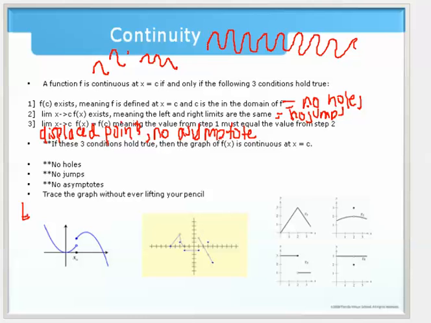So if we look at this first example, is this continuous? And if it's not, which one of these three conditions does it fail? First of all, can I trace the whole thing without ever lifting my pencil? No, I have to jump. This is not continuous. This was an example that I showed before with the one-sided limit. The limit from the left is not the same as the limit from the right. We are defined at the point c, but the left and right-sided limits are not the same. So this fails condition 2.